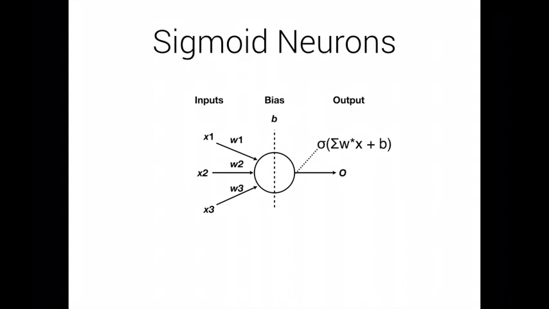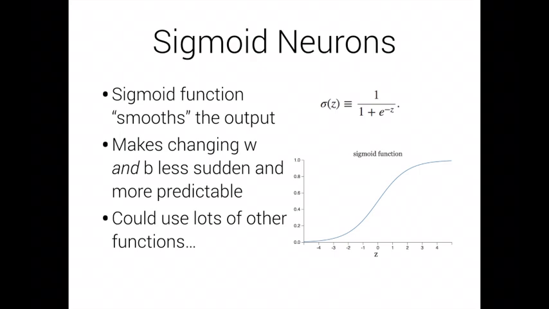So here it is. We're going to take our output value and apply this function, and that's going to smooth out the output. So it means when we update the weights and maybe the bias, we get less sudden changes in output behavior, which makes it more predictable. We don't have to use a sigmoid function. There are other functions, but it just turns out that the sigmoid function tends to be the most popular.